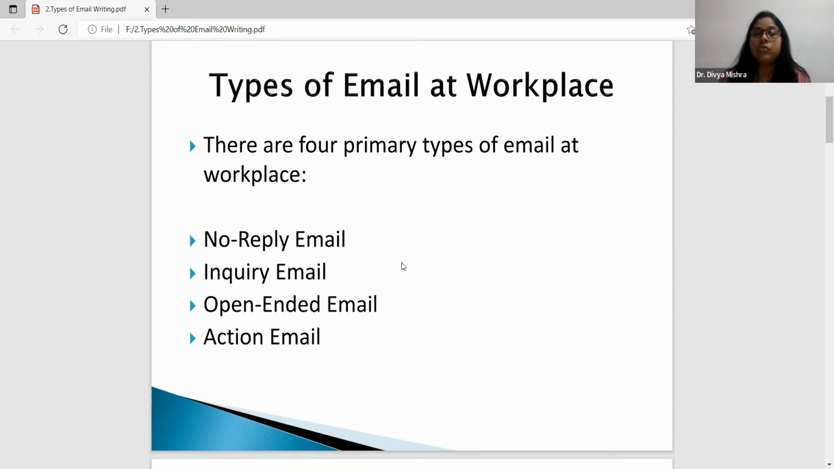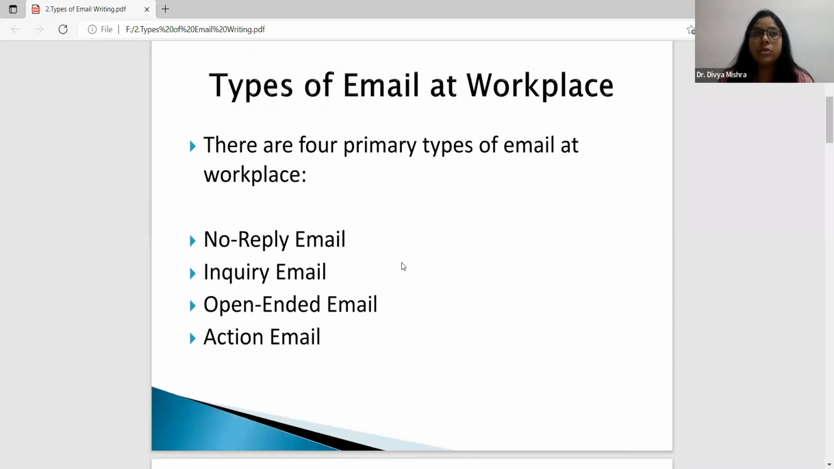Inquiry email: suppose you are doing a job inquiry, or you inquired about a book, a project, or a product. So that is inquiry email. Open-ended email means if you want to send a response to that email, you can. Otherwise, you are not asked to respond to that email. That is open-ended email. And the last one is action email.